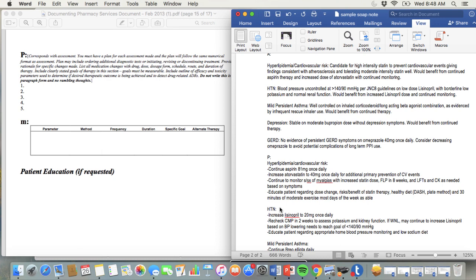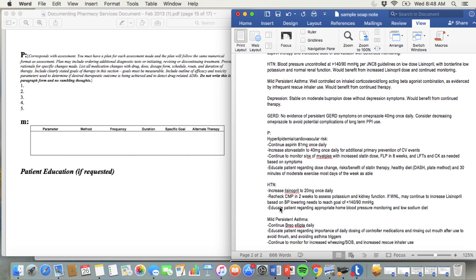Mild persistent asthma, well controlled on inhaled corticosteroid long-acting beta agonist combination as evidenced by infrequent rescue inhaler use. So this wording is okay, even though it sort of repeats subjective information. But what would be more wordy and maybe less appropriate is if you said the patient reports that she doesn't use her inhaler very often, or she reports she uses it once or twice a month, or something like that. This is a brief statement of why the persistent asthma seems to be controlled, and so the patient would benefit from continued therapy.